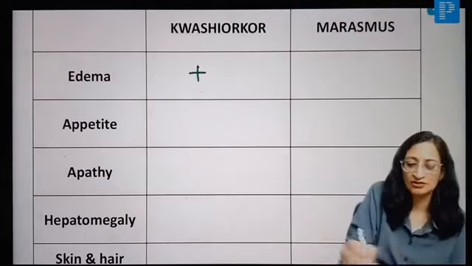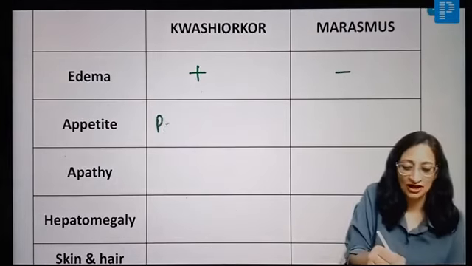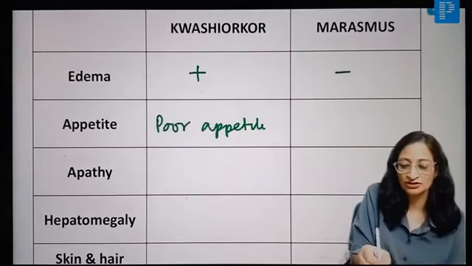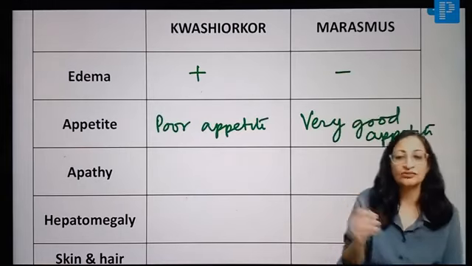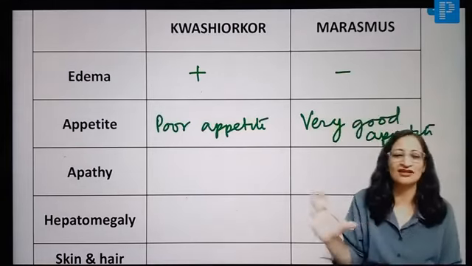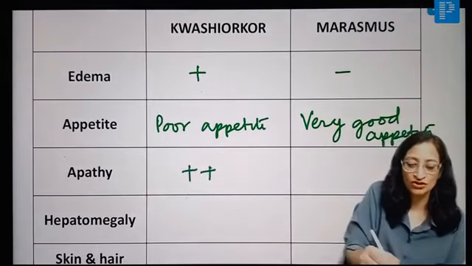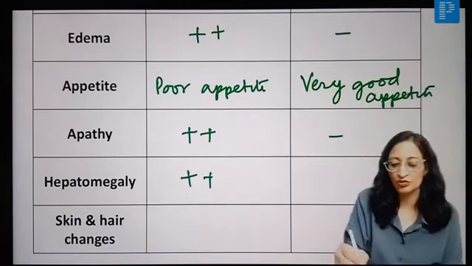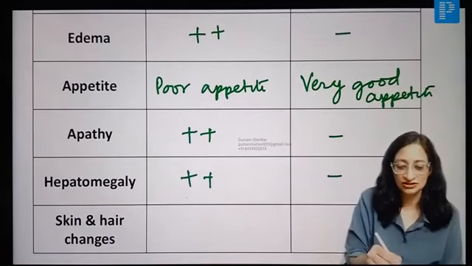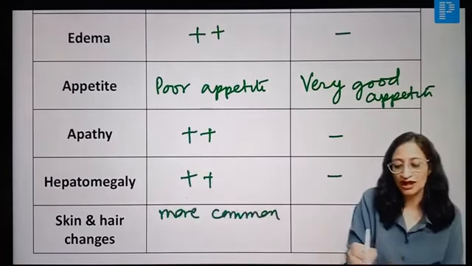So kwashiorkor, edema is present. Marasmus, edema is absent. Kwashiorkor, the child has poor appetite, while marasmus, the child has very good appetite. The child wants to eat everything that comes in front of the child. Apathy means lethargy. The child is totally uninterested in doing anything. Apathy is present in kwashiorkor, not present in marasmus. Fatty hepatomegaly is present in kwashiorkor, not present in marasmus. Skin and hair changes are also more common in kwashiorkor than marasmus.